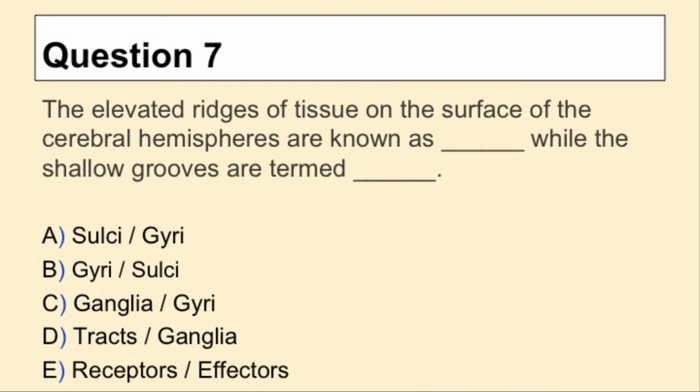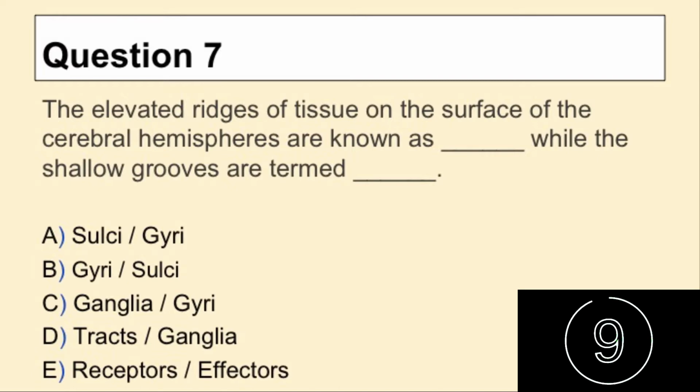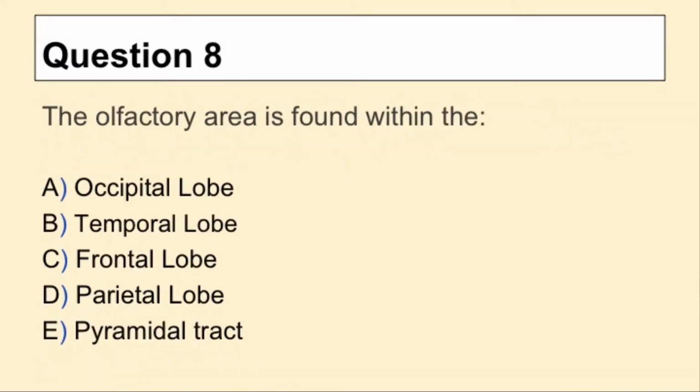Question 7. The elevated ridges of tissue on the surface of the cerebral hemispheres are known as, while the shallow grooves are termed. Question 8. The olfactory area is found within the.